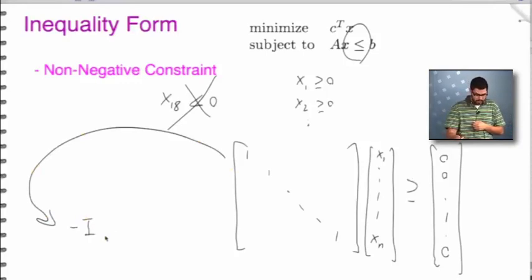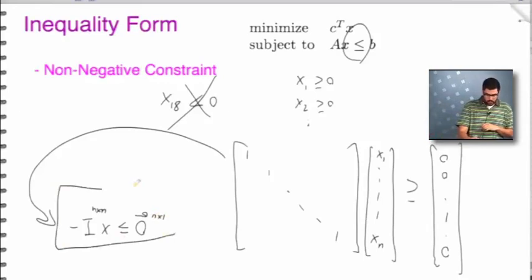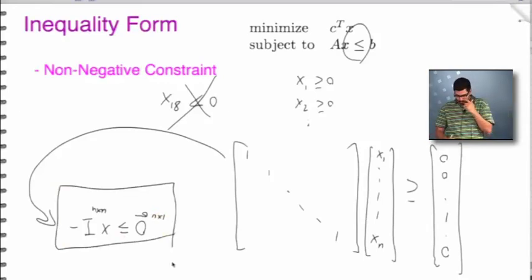n by n matrix. So I could write n by n here. So it's identity times your vector x is less than a 0 vector, okay, which is n by 1 vector. Okay, so I'm going to hold on to that and finally define the final constraint.